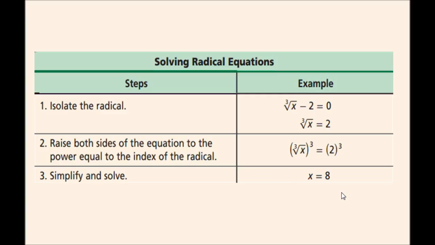So the whole idea behind solving radical equations is really just to isolate the radical. It's very similar to solving equations when you have a variable. You want to get the variable alone. Same deal with the radical. So isolate the radical, and then do whatever it takes to get the power equal to the index of the radical so that you can basically solve for x. And then you'll simplify and solve from there.